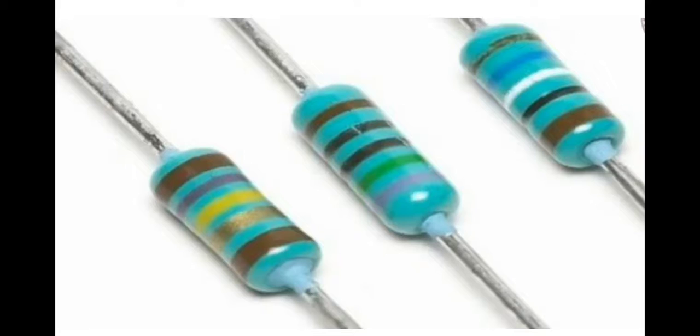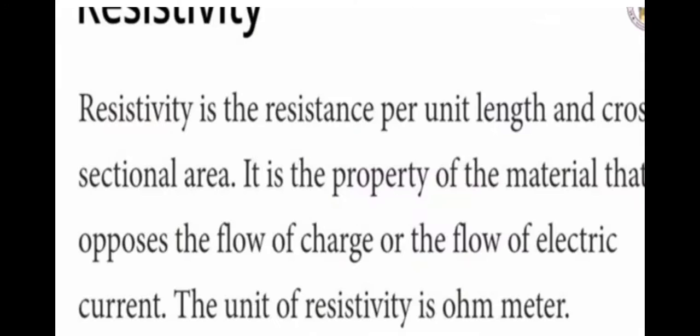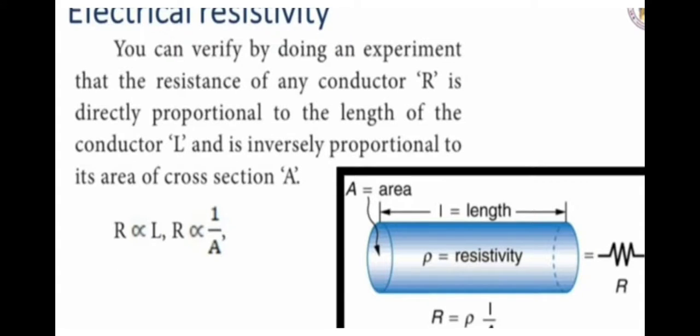What is resistivity? Resistivity is the resistance per unit length and cross sectional area. It is the property of the material that opposes the flow of charge or the flow of electric current. The unit of resistivity is ohm meter. We can verify by doing an experiment that the resistance of any conductor is directly proportional to the length of the conductor L and inversely proportional to its area of cross section A.